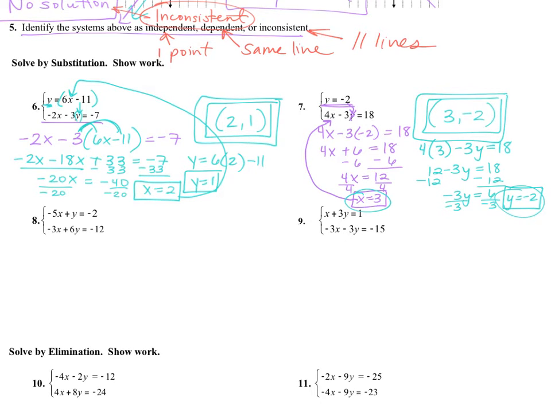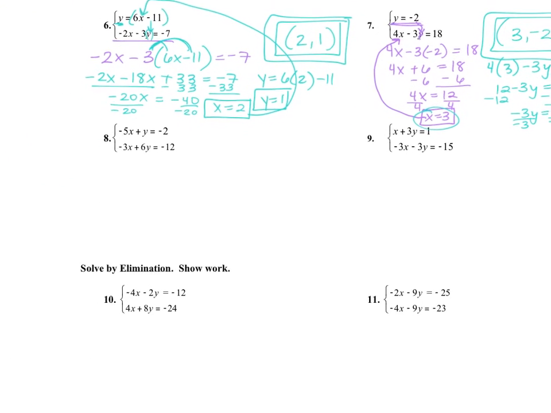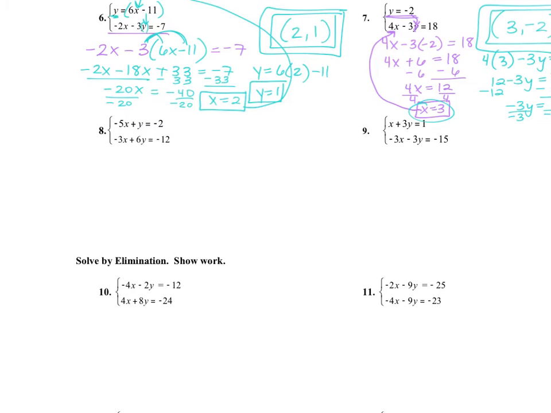Okay. All right, on to the next one. This one gets a little bit fancier. Again, with substitution, we're trying to isolate, so we want to get a variable by itself. And you look at all your variables here. The easiest one to isolate would be this one because it doesn't have a coefficient. So what we're going to do to isolate that is add 5x to both sides.